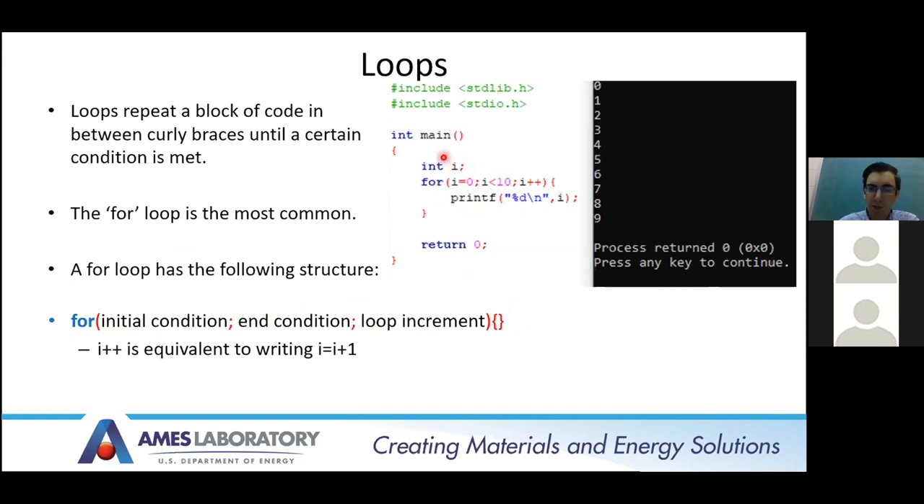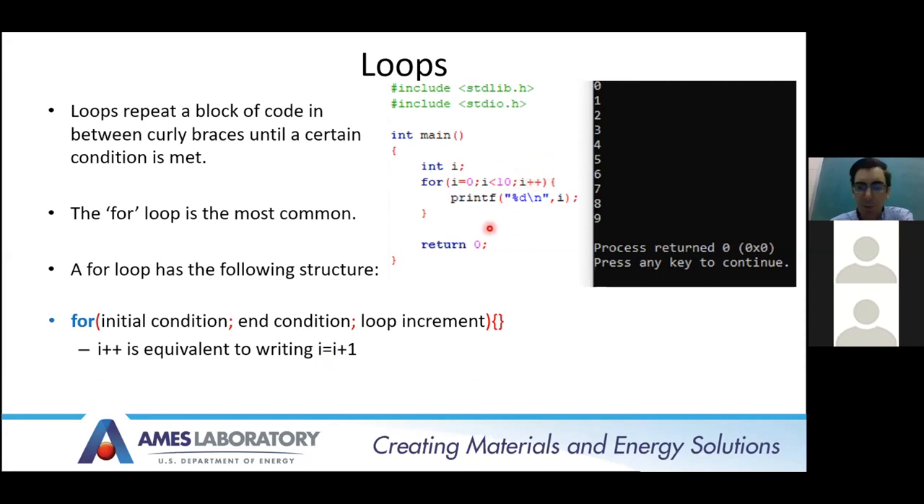where we declare an integer I, and then we loop over this integer I from a value of 0 until the value is greater than 10, and we increment the loop I++. So I++ is equivalent to just writing I = I + 1. So we could have also written here I = I + 1.